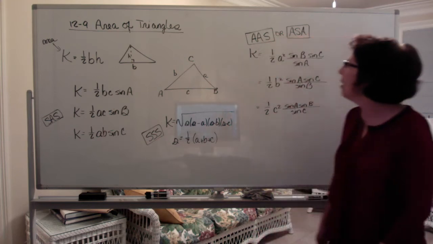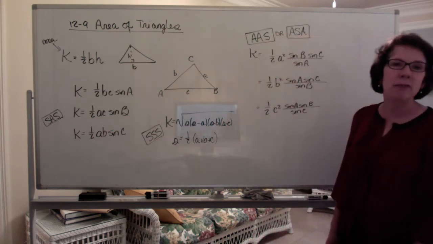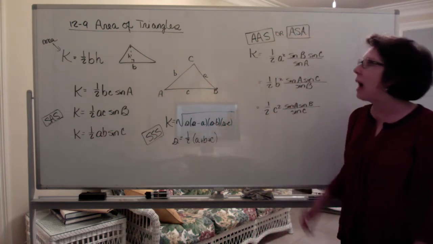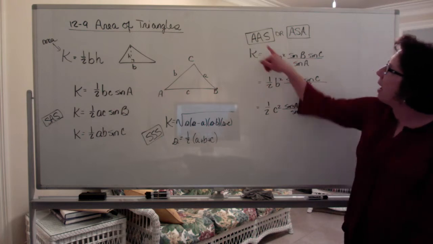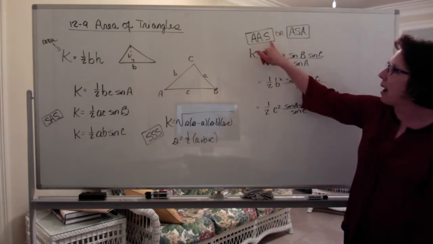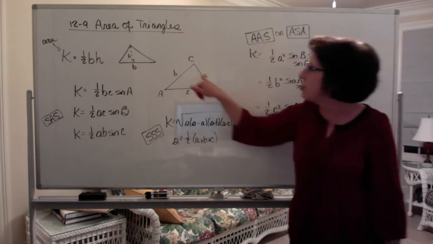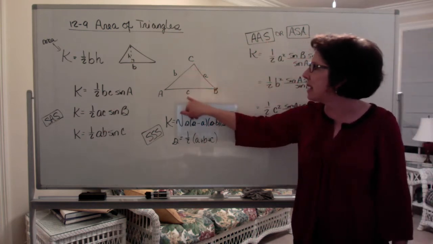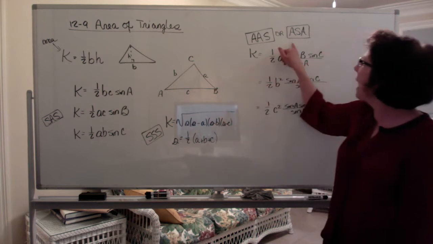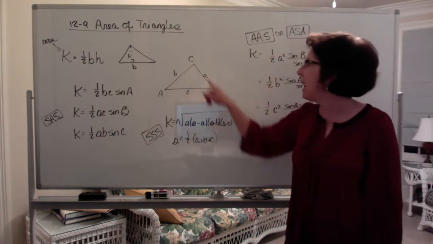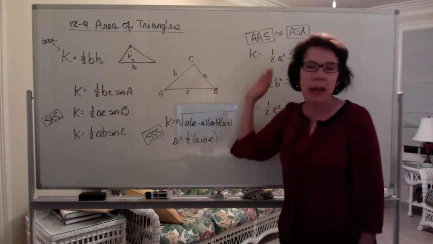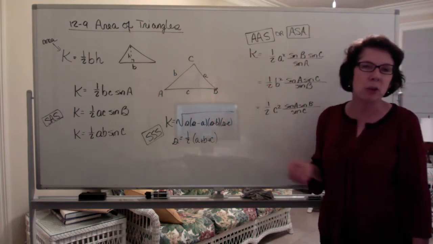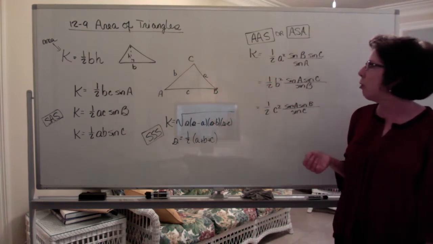Now let's finally go to what do we use when we have two angles and one side. Now, we could call that angle angle side, alrighty? So we could have two angles and a non-included side, like angle C, angle B, and then side C. Or angle side angle would be having an angle, its included side, and then another angle. But any way you slice it, anytime you have two angles and a side length, you can use this formula.